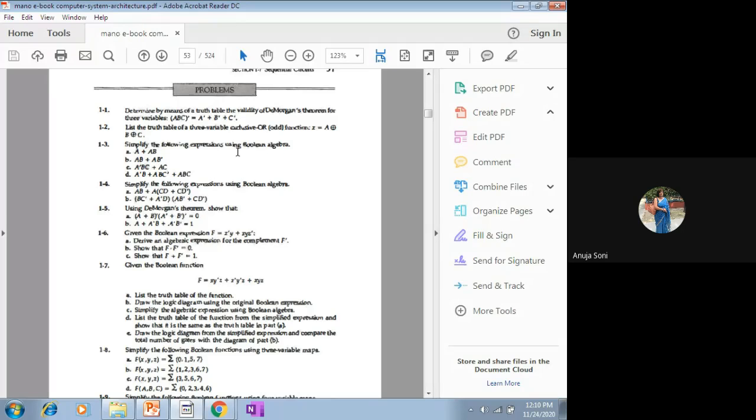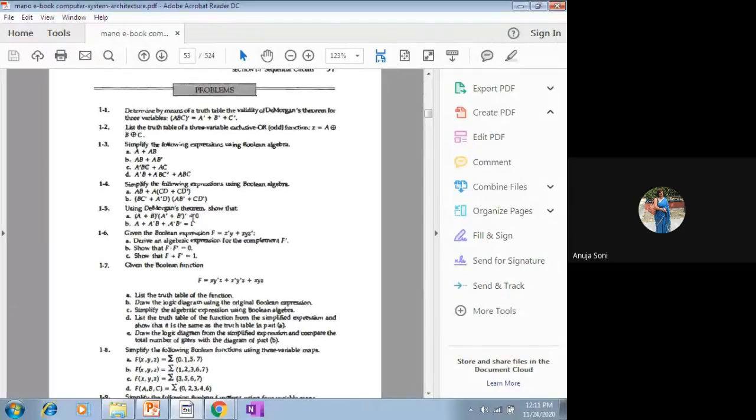We are going to study the Boolean identities that will help you simplify the given Boolean expressions. Using those Boolean identities, you have to solve this question. This question, as well as the subsequent question: simplify the following expressions using Boolean algebra. Then you have to solve question number 5.